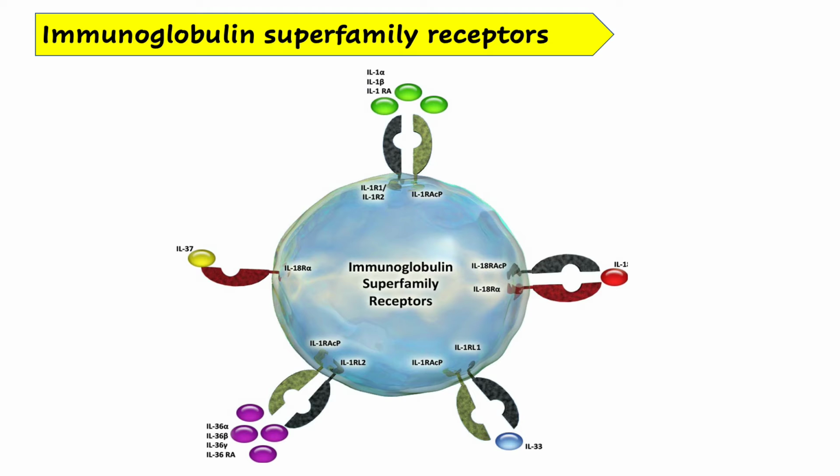As you can see, here is the immunoglobulin superfamily receptor. So we can see that there are IL-37, IL-2, for example IL-1 alpha, IL-1 beta and also IL-1RA, and not forgotten IL-33. So in immunoglobulin, this is the superfamily receptor that acts to receive anything from the outside, or the foreign molecules.